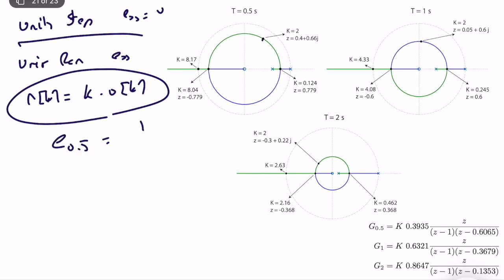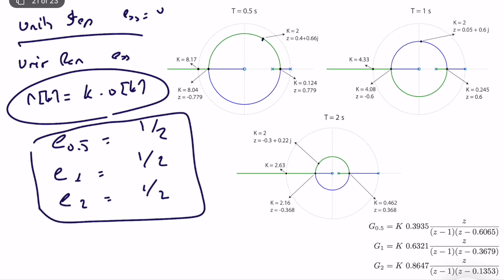If we compute the steady state error under this metric for all systems, we will see that E0.5 is equal to 1 over 2, E1 is equal to 1 over 2. I really recommend you to do the computations by yourself. E2 is equal to 1 over 2. So similar to settling time, we can conclude that the steady state performance is exactly the same.